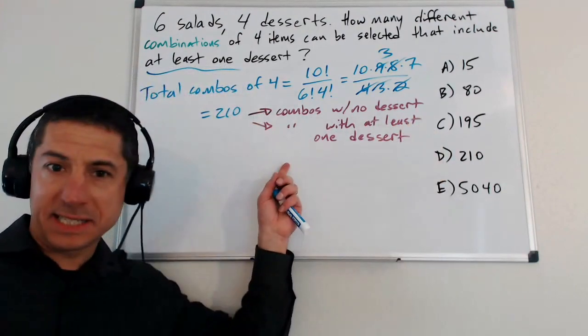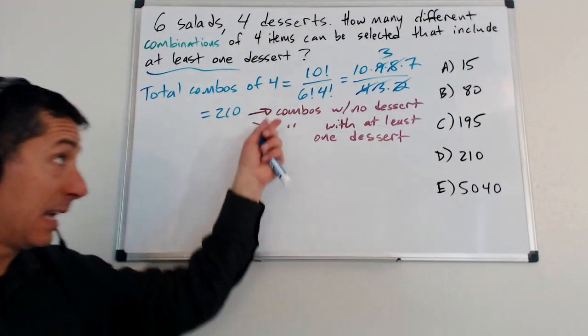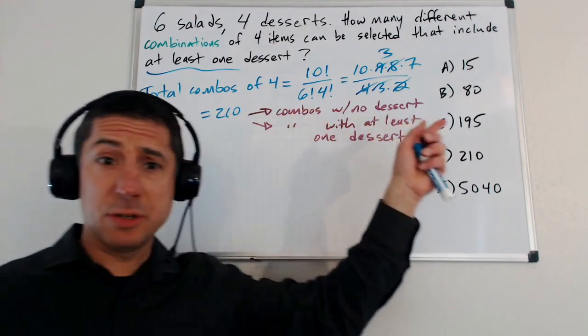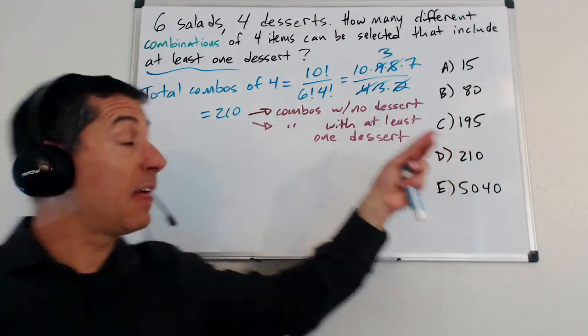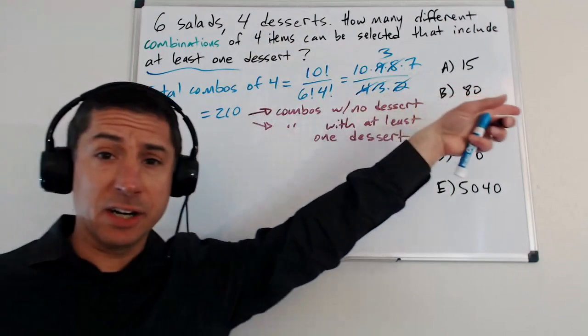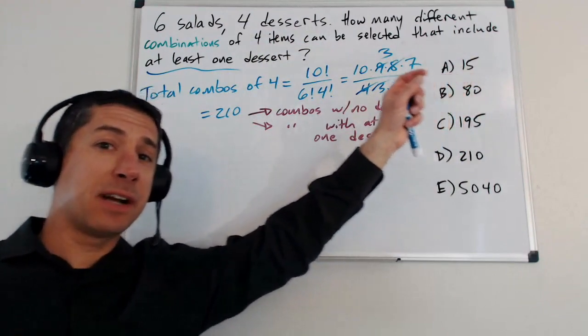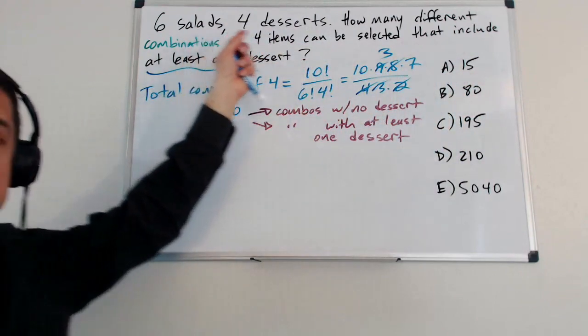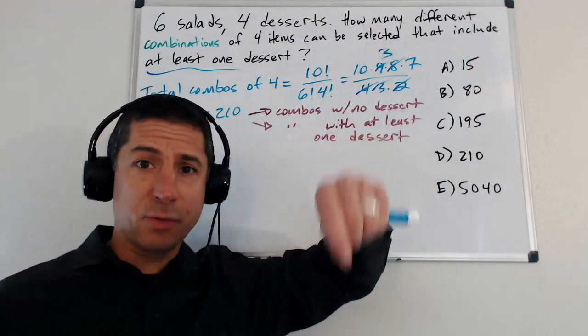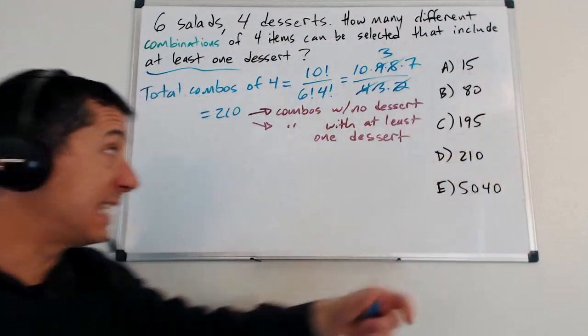And the question is, which of these is going to be easier to calculate directly? I'm going to vote for that top one, combinations with no dessert. That's not that hard to get. All I have to do is pretend that there are no desserts here, and I can figure out exactly how many different combinations there are that consist of just four salads. So combinations of four salads chosen from a group of six.